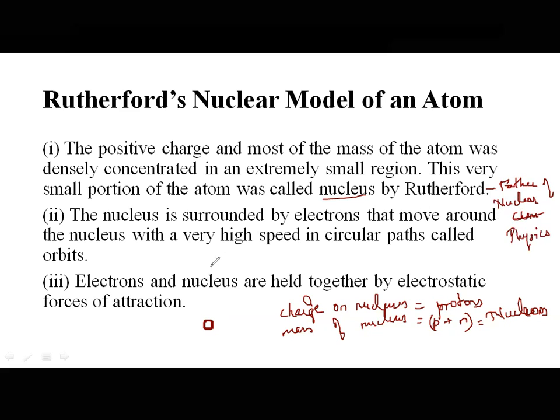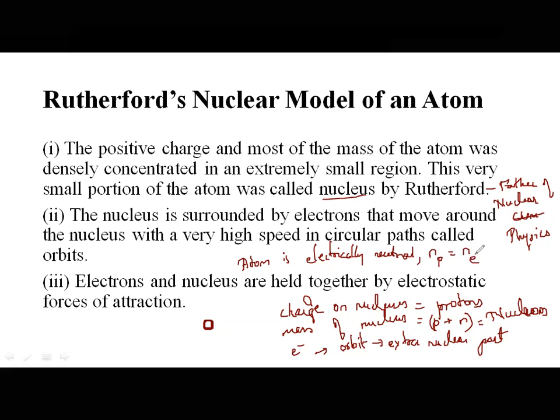Now, an atom is electrically neutral, right? This has not to be disturbed. To make it electrically neutral, the same number of electrons should be there as protons. So where are these electrons present? They are revolving in certain imaginary paths called orbits, in the extranuclear region. So to make the atom electrically neutral, the number of protons is always equal to the number of electrons.